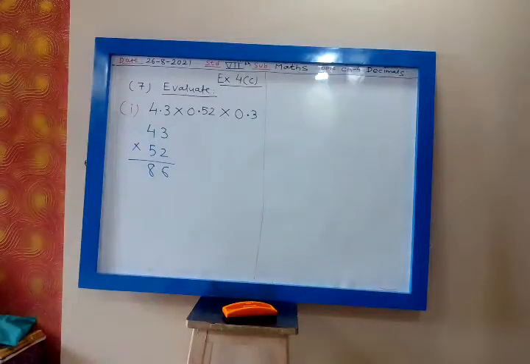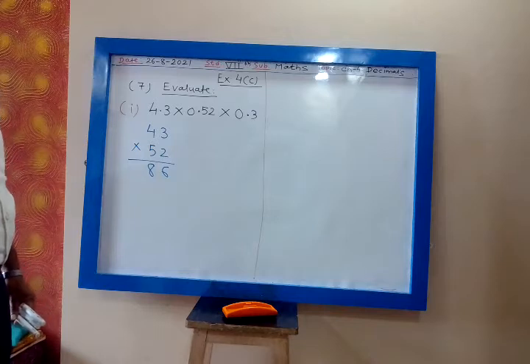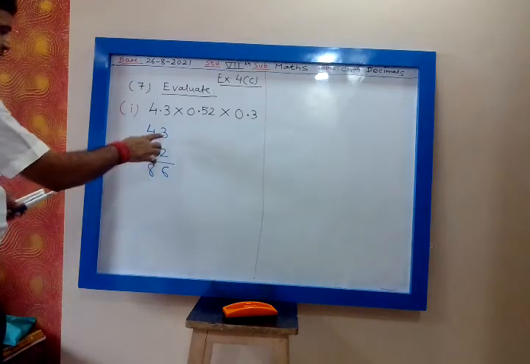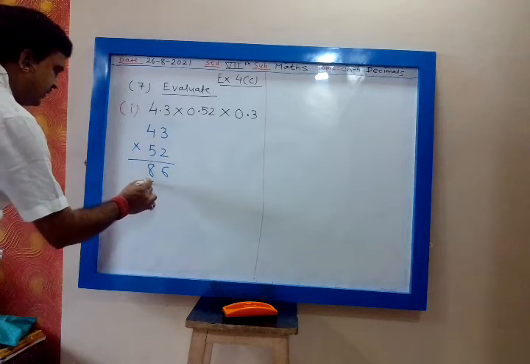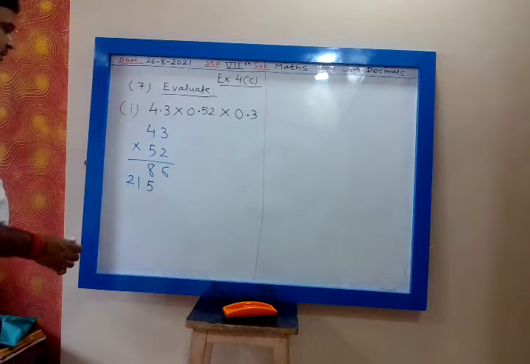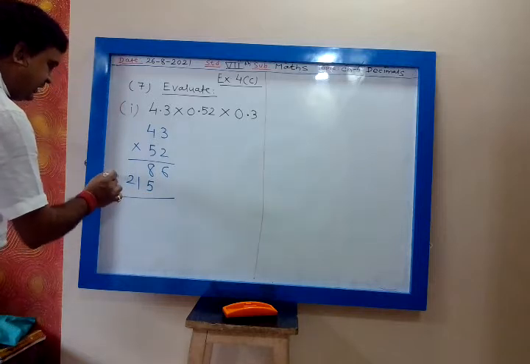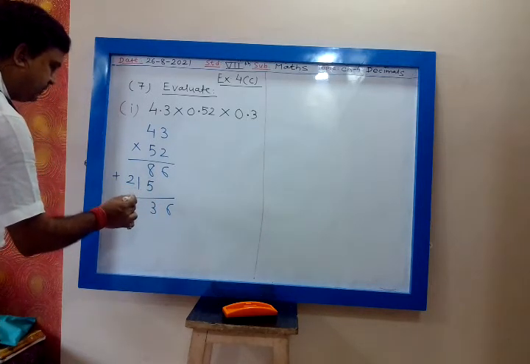Okay. So 4.3, while performing the multiplication, we neglect the decimal part. So 2 3s are 6, 2 4s are 8. Then 5 3s are 15, 5 4s are 20 plus 1, 21. Yes? So now we add them: 6, 8 plus 5, 13.